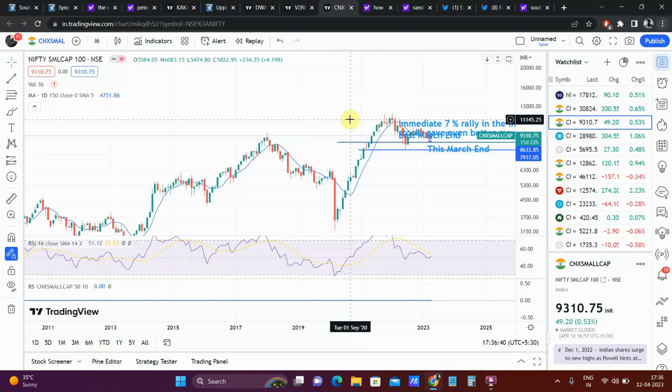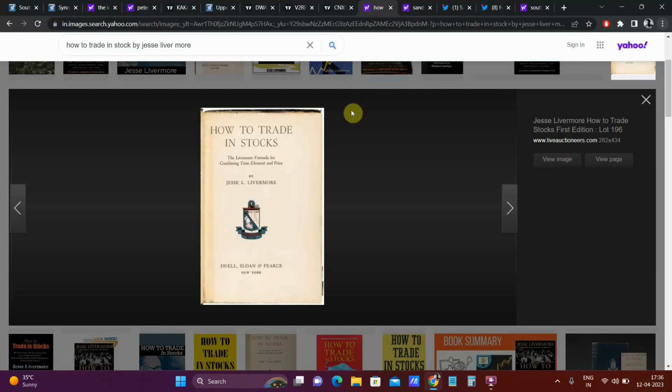I stumbled upon this book, that is How to Trade in Stocks by Jesse Livermore. Right? This totally changed my perspective about technicals.